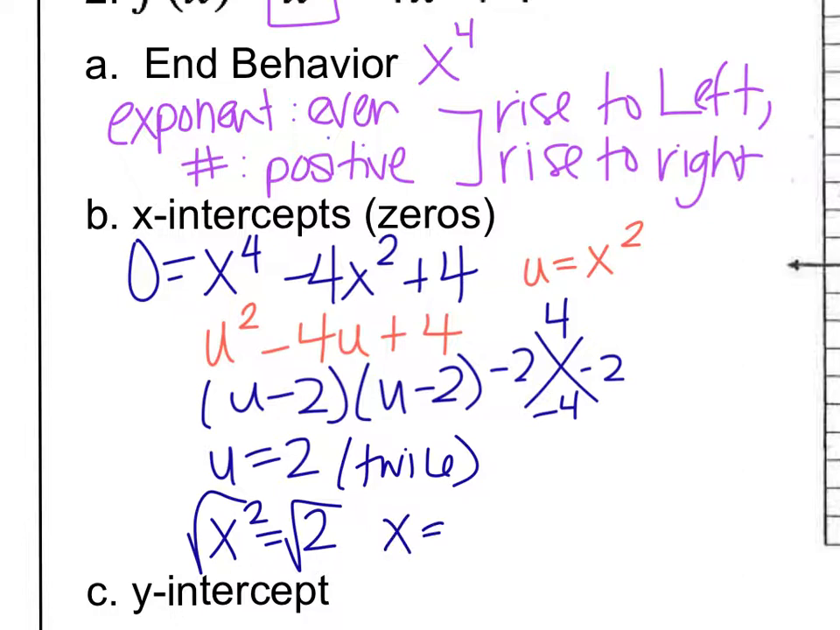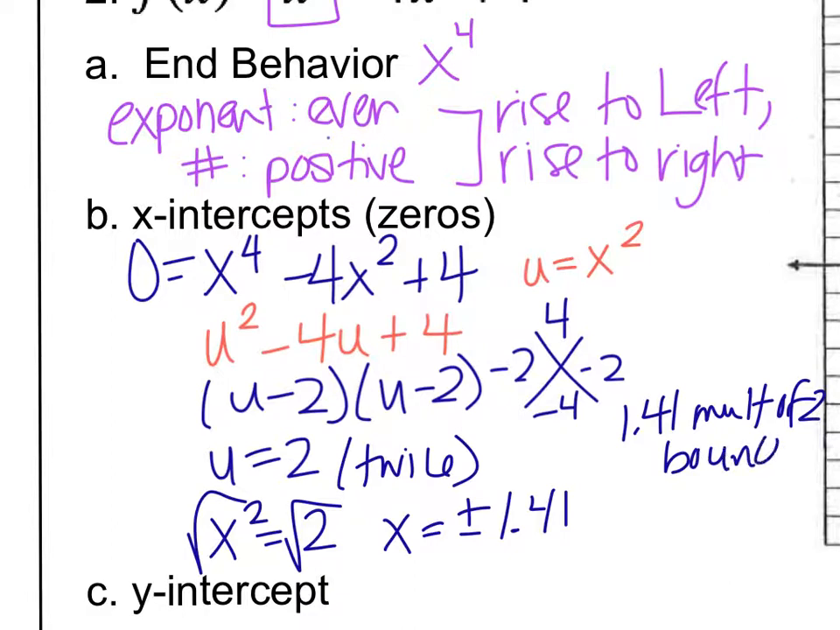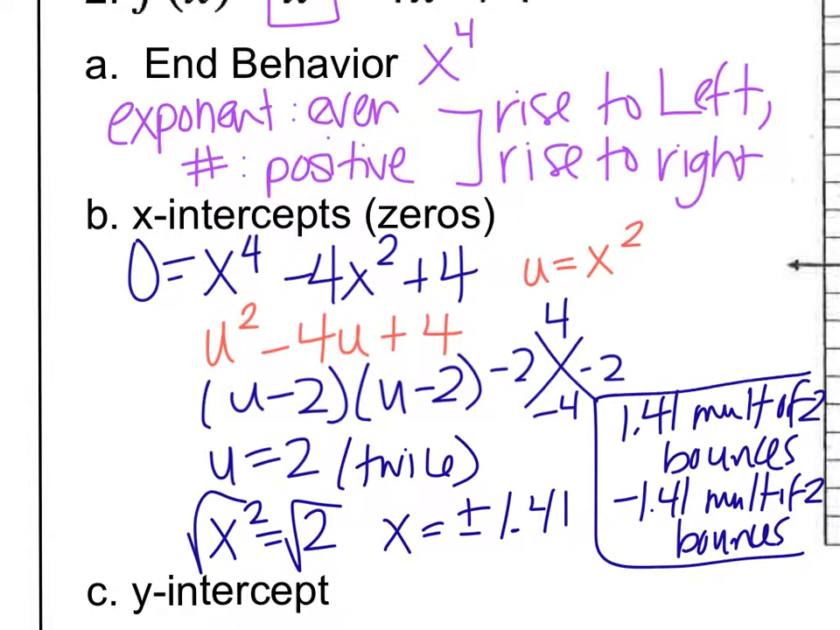And we get x is equal to, I would make that a decimal, plus or minus 1.41. So that 1.41, since it came from 2 of the u minus 2's, is going to have a multiplicity of 2. So 1.41 has a multiplicity of 2, so it's going to bounce. And negative 1.41 also has a multiplicity of 2, so it's also going to bounce. So those are our zeros, and that's what they're going to do.